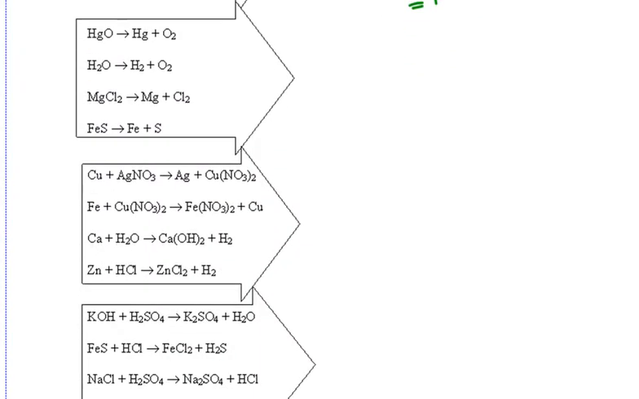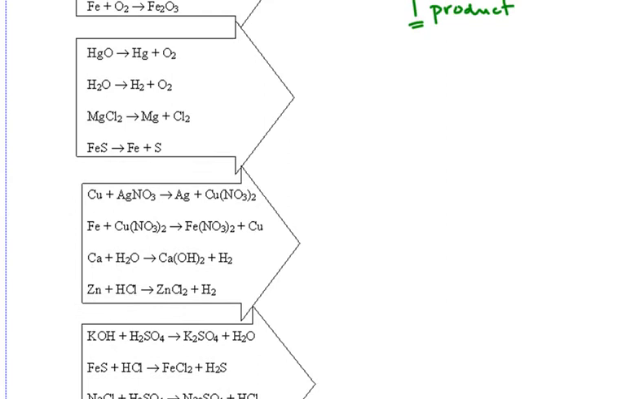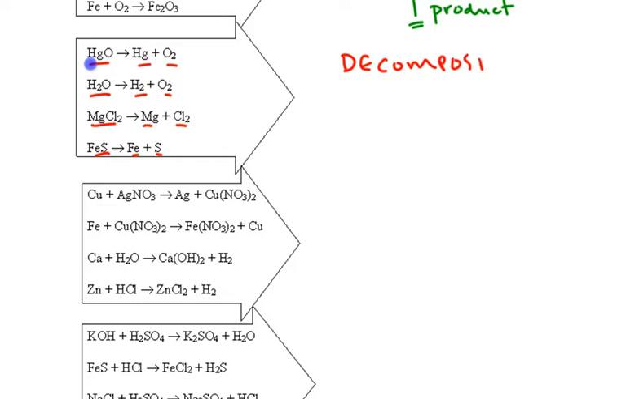Right, let's take a look at the next type of chemical reactions. And here what you should notice is that there is one reactant but two products. This is what we call a decomposition reaction. And the key thing to look for here is one reactant turning into two or more products.